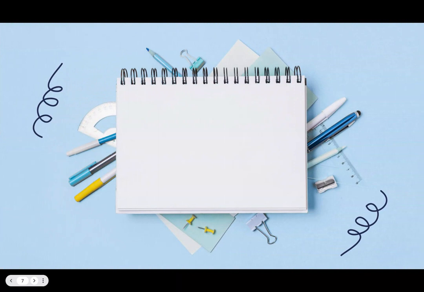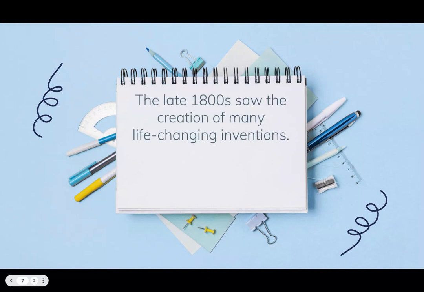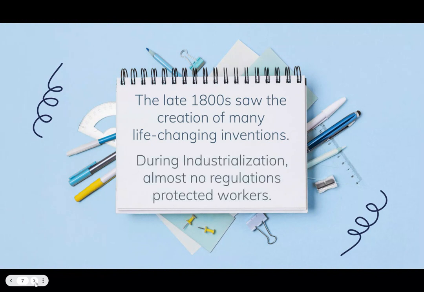So if we were going to continue with the examples I just had, we could say the late 1800s saw the creation of many life-changing inventions. Or during industrialization, almost no regulations protected workers.